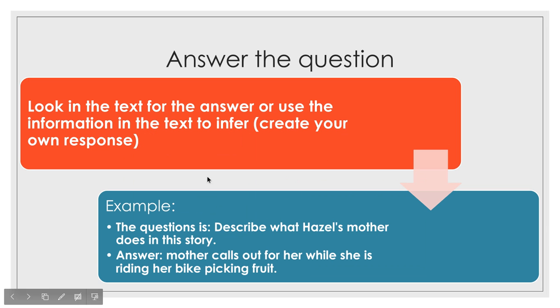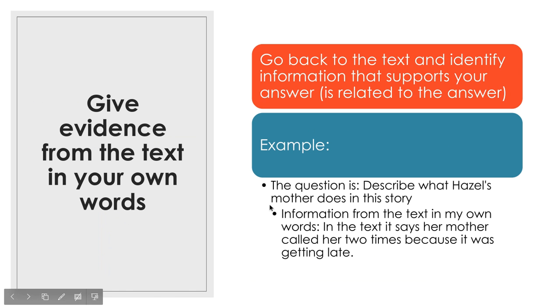Step number 2, answer the question. We have to look in the text for the answers, or sometimes we have to use the information in the text to infer, to create our own response. We're using the same question, describe what Hazel's mother does in the story. I looked in the text, and this is what I gathered. Mother calls out for her while she is riding her bike, picking fruit. So after restating the question, then I answer the question.